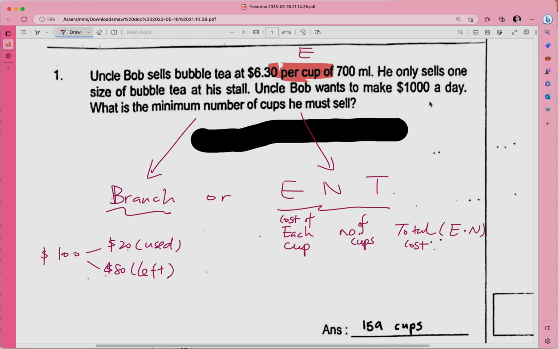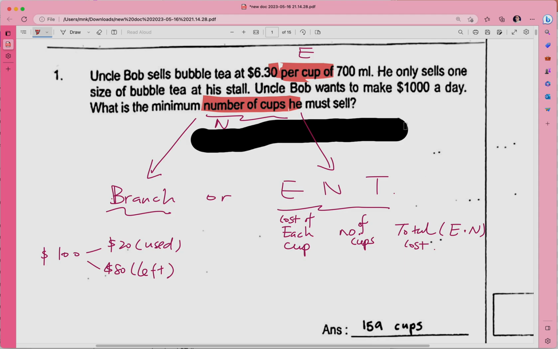So let's continue. He only sells one size of bubble tea at his store. Uncle Bob wants to make $1,000 a day. So what's the minimum number of cups he must sell? Number of cups. Can you see this is another hint, right? So number of cups is N, right? Now you have both the E and the N. So it looks like the ENT structure explains this question better, right?